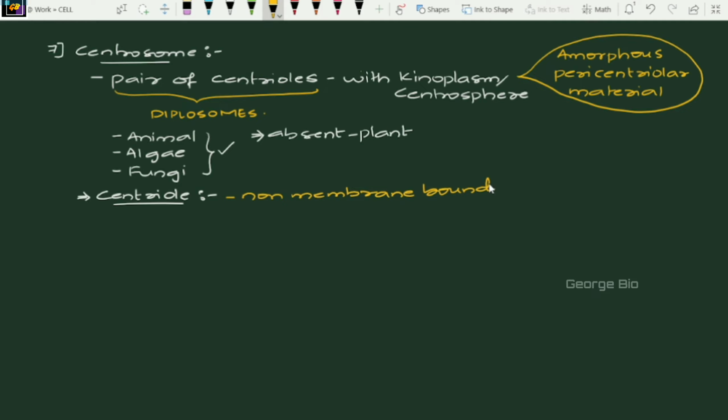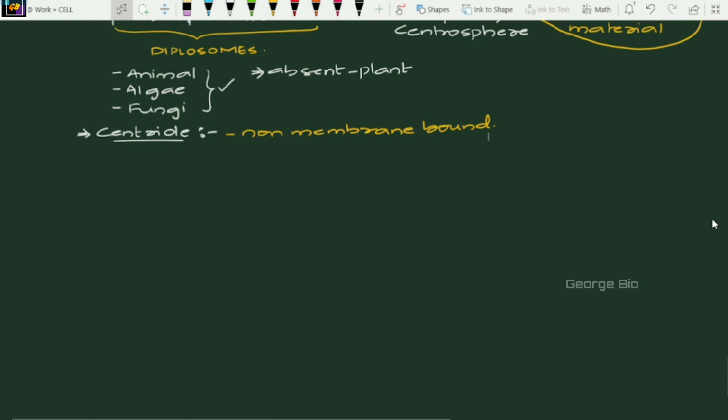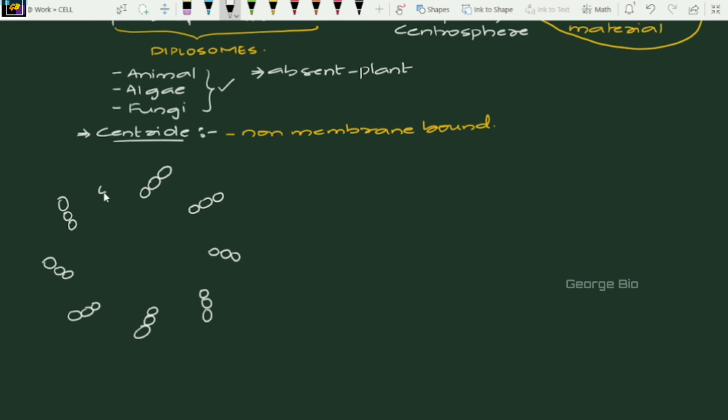How is it made? It is made of 9 peripheral triplets. Let's look at the structure. This is one triplet made of 3 microtubules, 2, 3, 8, and here 9. So totally 9 triplets. So how many triplets are present on the peripheral side? 9 triplets. And if you look at the center region, it consists of a protein hub. A protein junction is present, and that is considered the proximal region of the centriole.